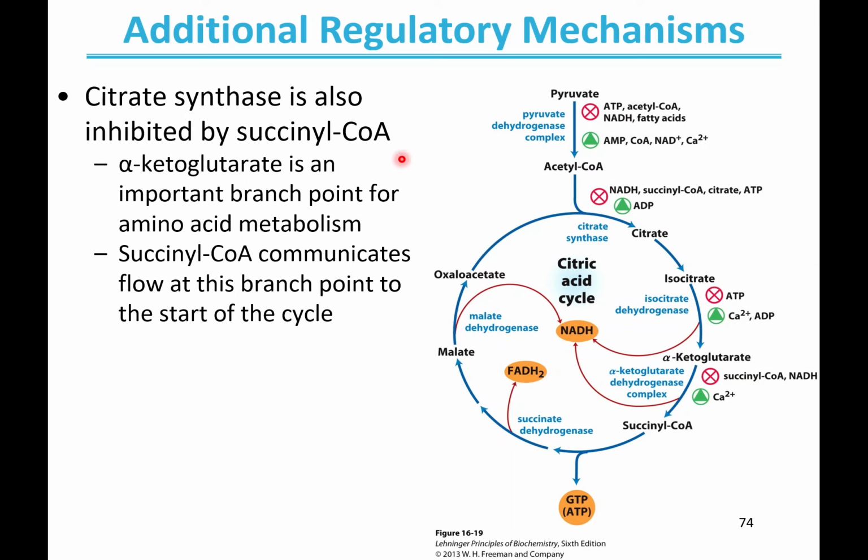Citrate synthase is also inhibited by succinyl-CoA. Okay, succinyl-CoA, if you remember, is the product of the alpha-ketoglutarate dehydrogenase complex. Alpha-ketoglutarate is an important branch point for amino acid metabolism, as we sort of saw. So when you have a lot of succinyl-CoA present, that communicates back that we don't need to be going through this cycle, so we're going to turn off citrate synthase, because we don't necessarily need any more alpha-ketoglutarate.